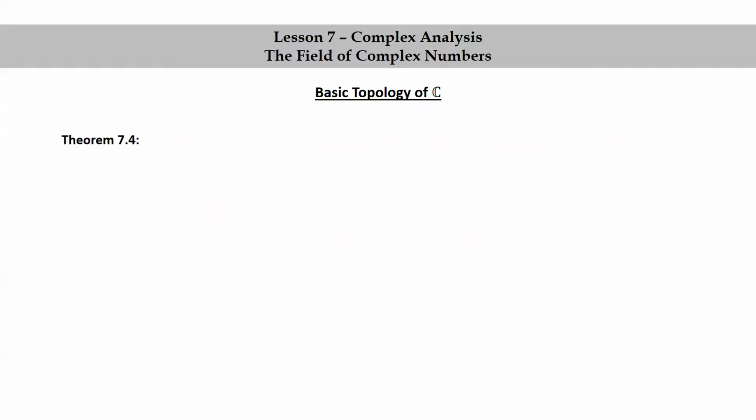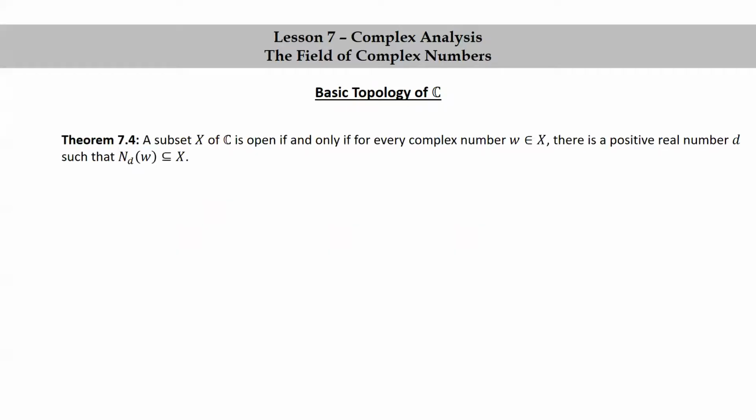Theorem 7.4. A subset X of C is open if and only if for every complex number W in X, there is a positive real number D such that N sub D of W is a subset of X. In other words, the D neighborhood of W is a subset of X. Let's analyze this situation before writing out the proof.